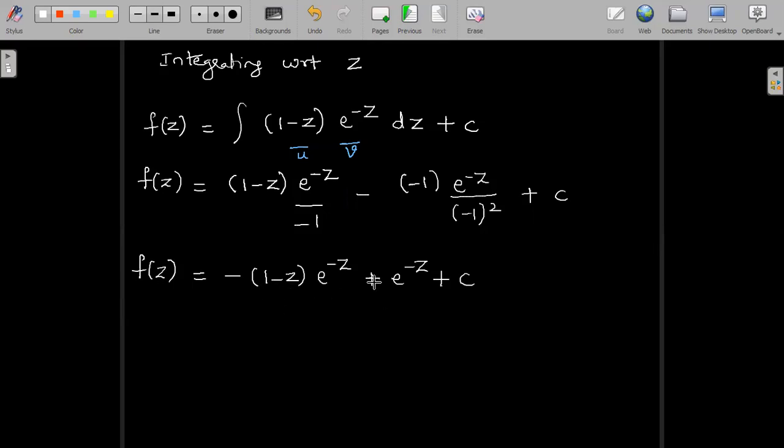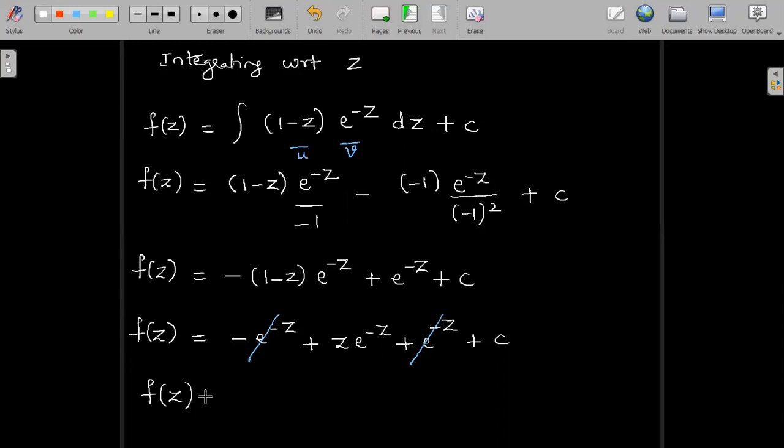Now let us multiply this inside the bracket and rewrite f of z. So f of z is equal to minus e power minus z, minus of minus plus z into e power minus z, plus e power minus z, plus the constant of integration c. We observe that one of the terms gets cancelled here, that is minus e power minus z gets cancelled with plus e power minus z. So once it cancels, a simple function remains: f of z is equal to z into e power minus z plus the constant of integration c.